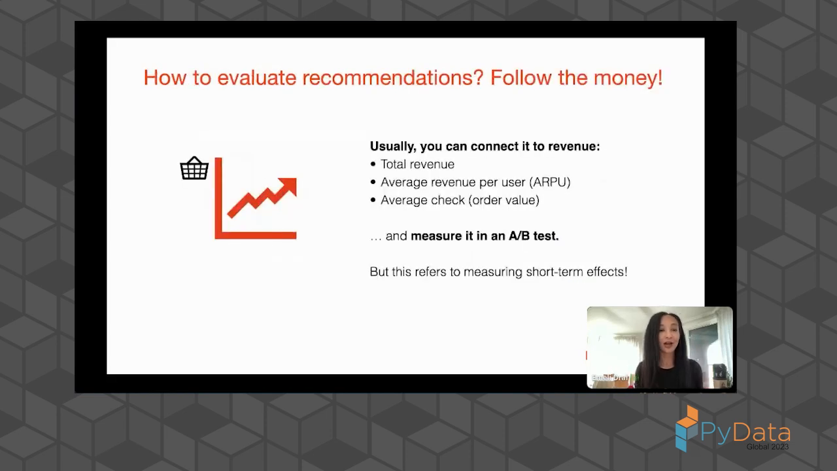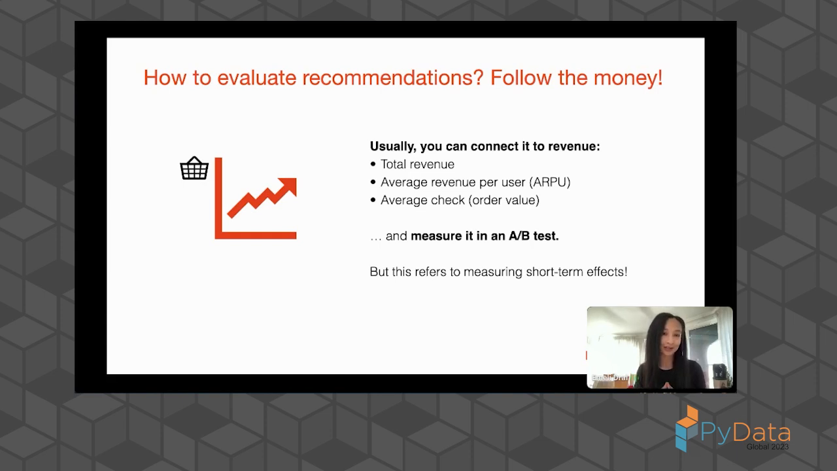So the question is how to evaluate recommendations. Pretty often when we use a recommender system, we optimize our business process or technological process one way or another, right? And this is why usually we can follow the money. Basically, for almost any service which uses a recommender system, we can calculate something like total revenue or average revenue per user. Maybe it's average check or something related to money.